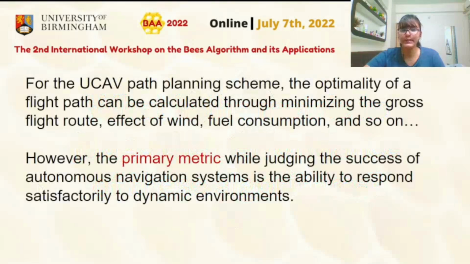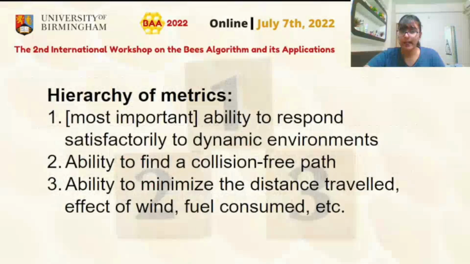The most obvious metrics that might be occurring to you right now could be things like lesser fuel consumption or lesser distance traveled and so on. However, the most important metric is the response to dynamic environments. An algorithm that gives you the shortest path but fails to identify an obstacle and leads to a collision is always worse than one which may have cost you some more fuel but at least completed the task safely without any collisions. That being said, here's a clearer picture of the hierarchy of metrics based on their relative importance.